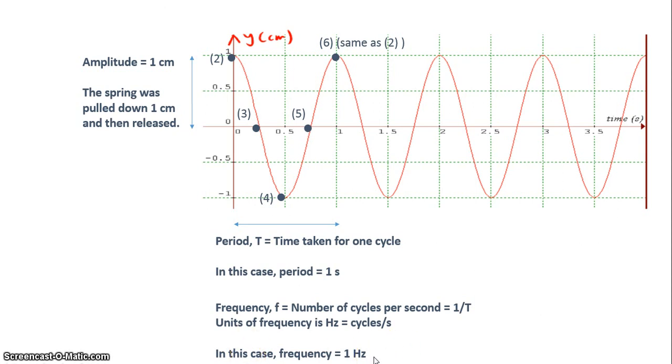So this is the end of the video. We have learned about period, frequency, amplitude, and the graph of an object vibrating on a spring. Lastly, you will notice that this looks like a cosine function. So this is the end of the video.